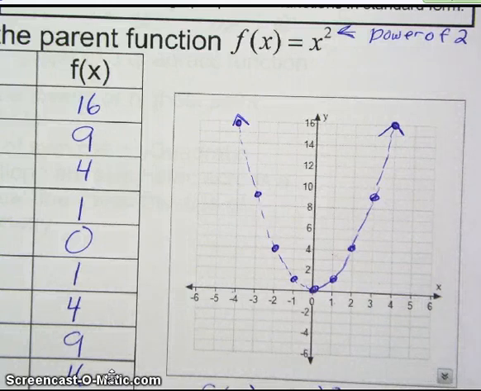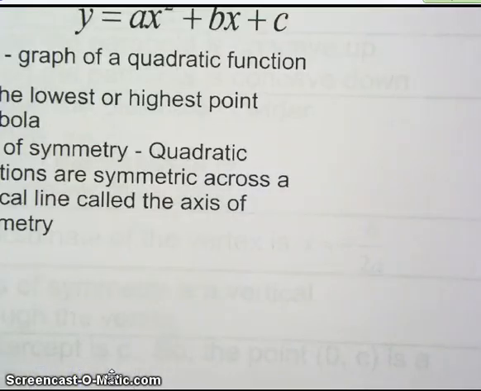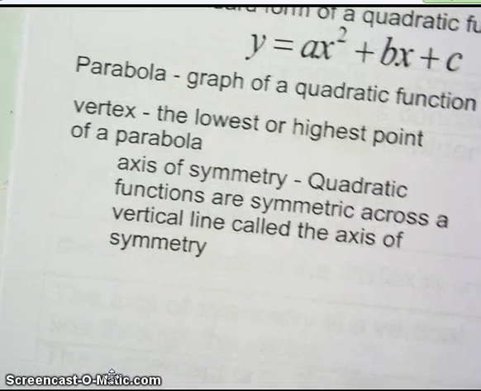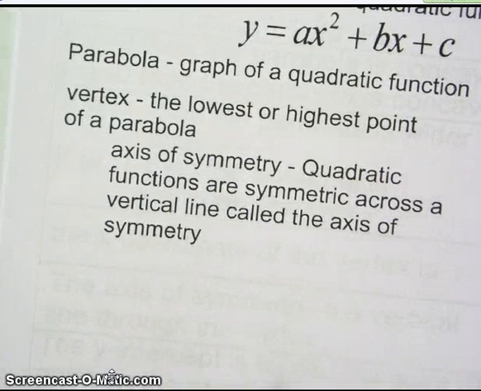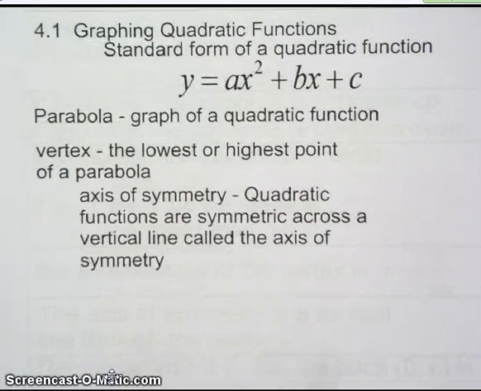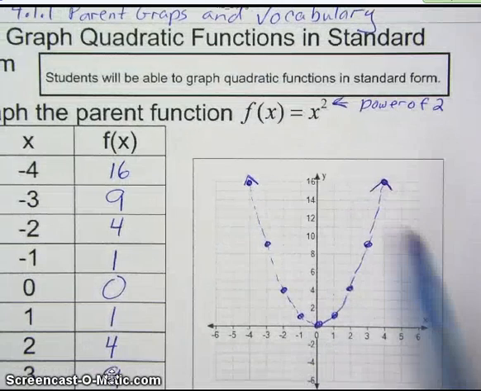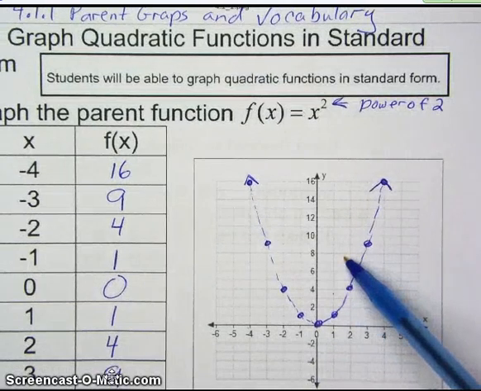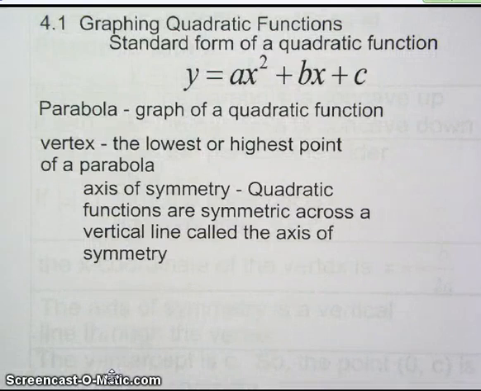All right, now vocabulary. So write down these definitions. Parabola is a graph of a quadratic function. All right, so this shape here is a parabola, right? Parabola is a graph of a quadratic function.